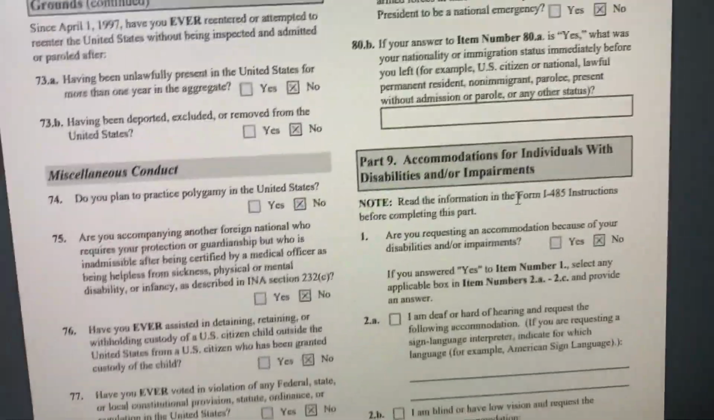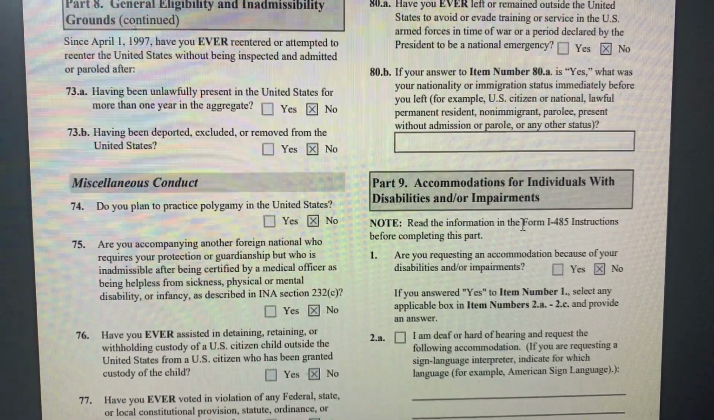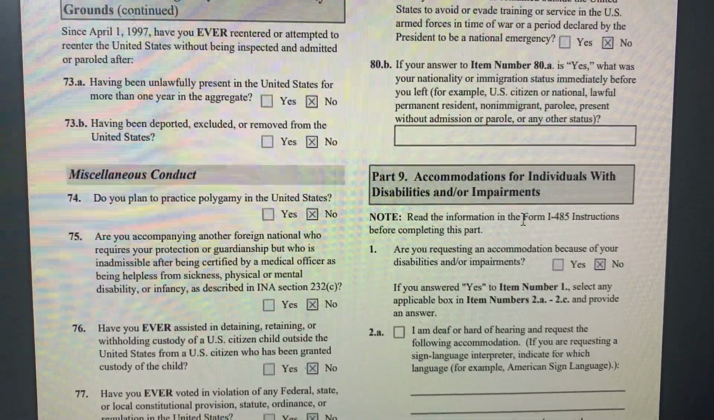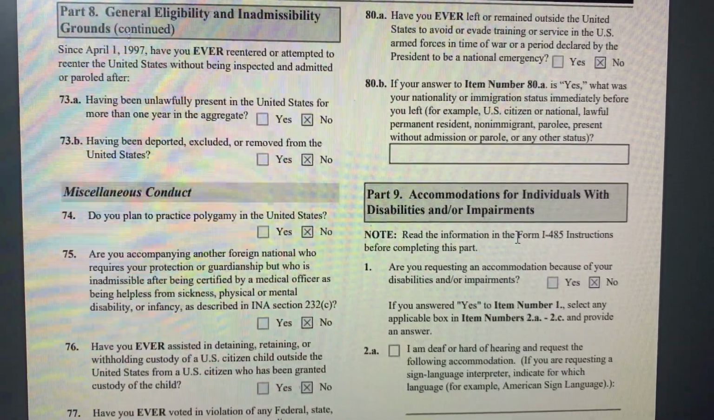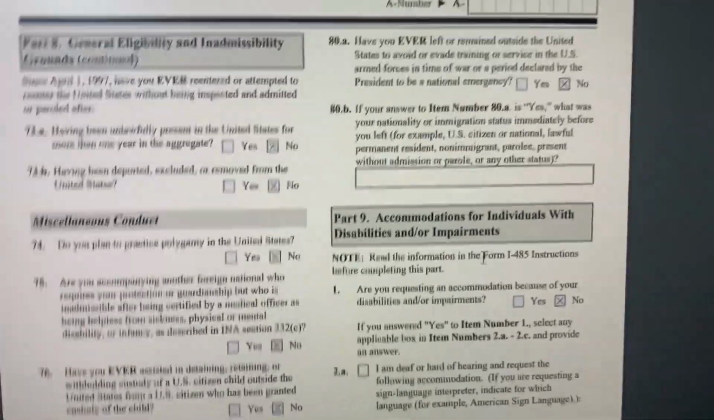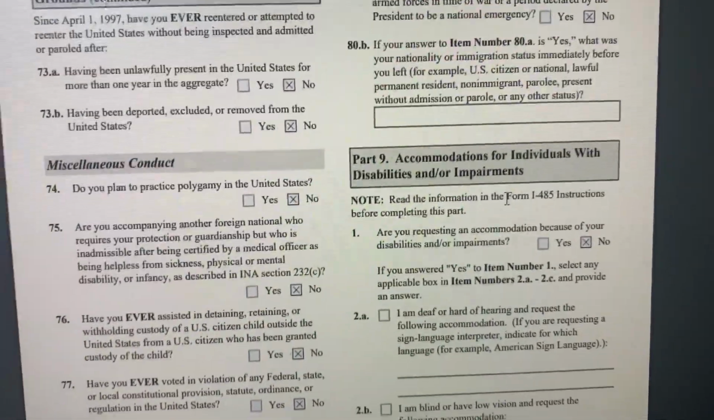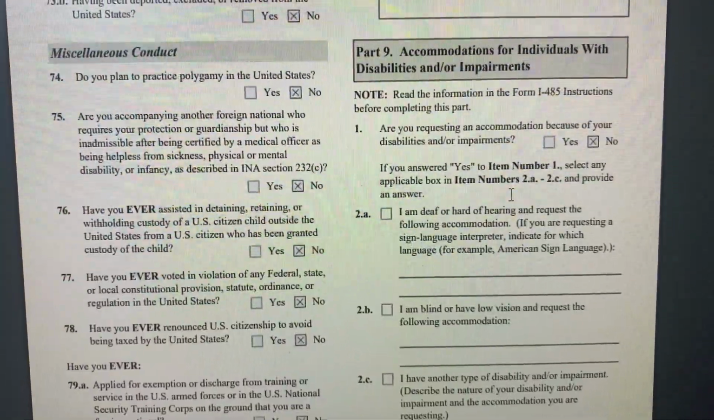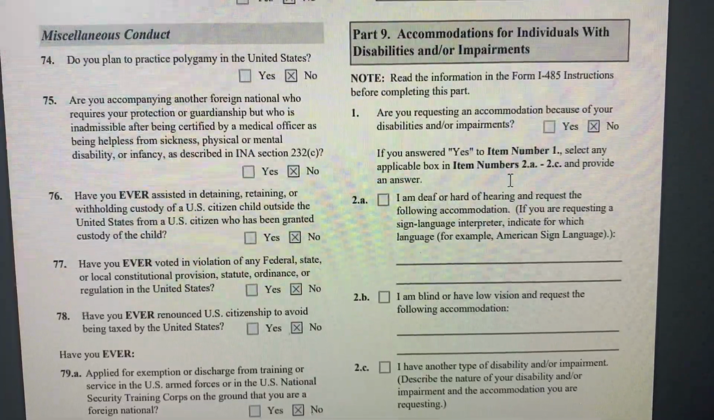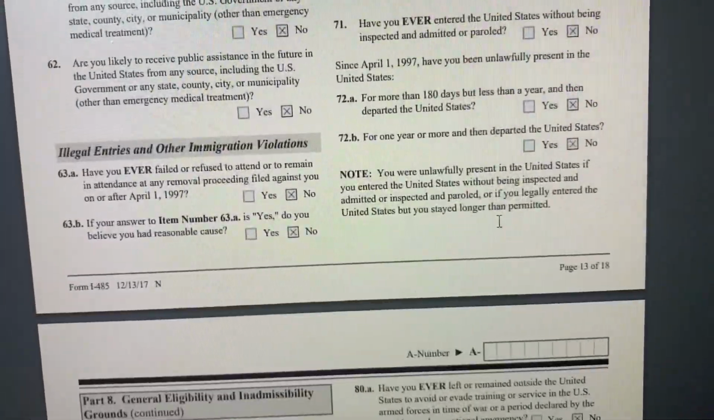Part 8. Have you ever been unlawfully present in the United States for more than 1 year in the aggregate? No. Having been deported, excluded, or removed from the United States? No. Miscellaneous conduct. Do you plan to practice polygamy in the United States? No. Have you ever renounced your citizenship? No. Pretty much no.